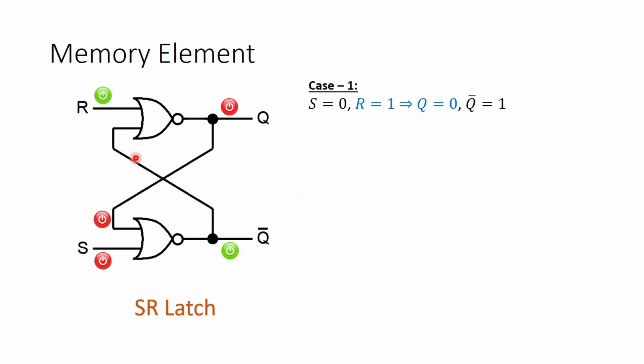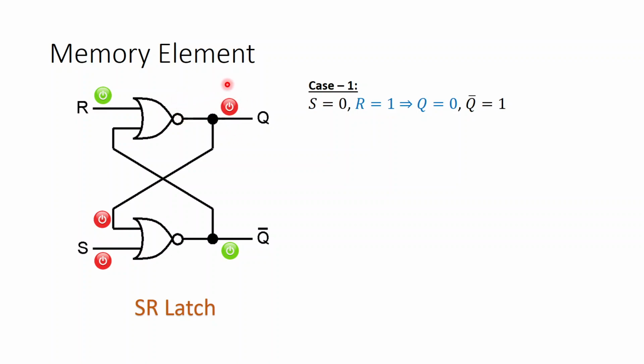Now here previously it could have been something, but it did not affect the output, right? Because one input was already 1, so output would be 0. But now some input has come, so does it change the output? No, it will not change the output, because one of the inputs is already 1. So no matter what comes here, the output does not get affected.